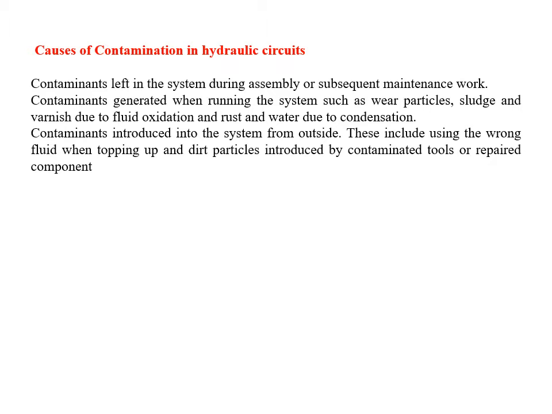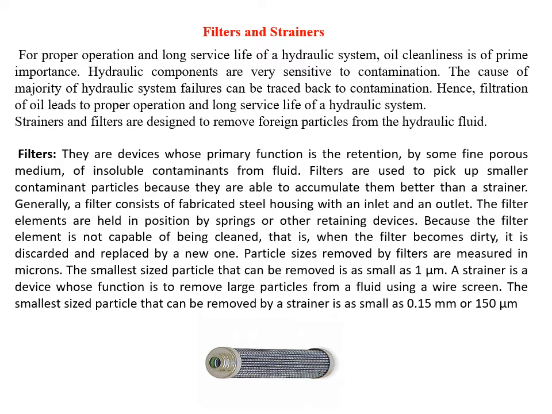As well as that, contaminants are introduced into the system from outside when there is maintenance work or replacement work. Because of that, external contaminants may go into a hydraulic circuit. To deal with the contaminants, there are two major types of filtering device used in the hydraulic circuit. One is called a filter and another is called a strainer.